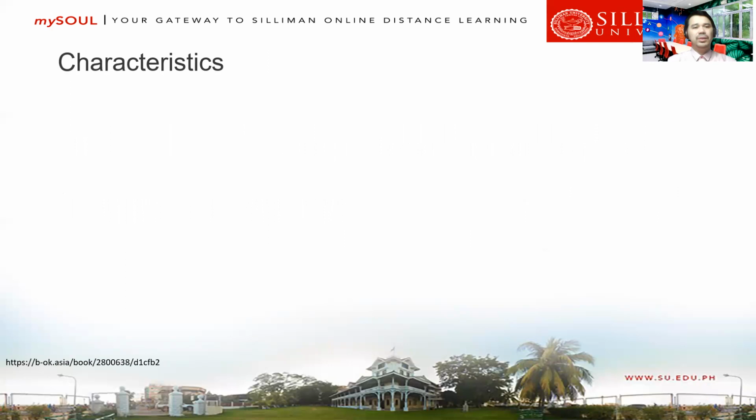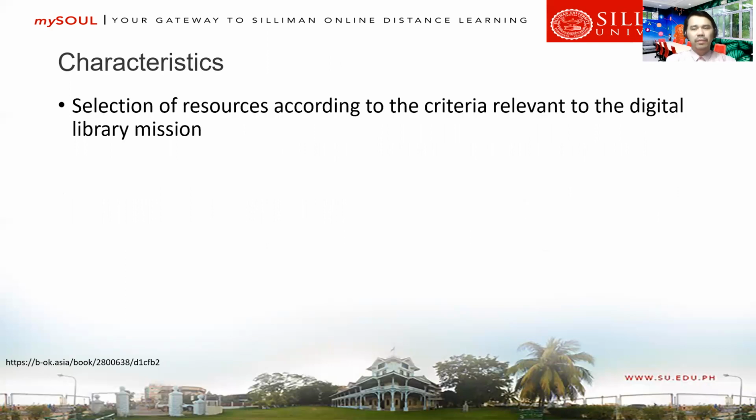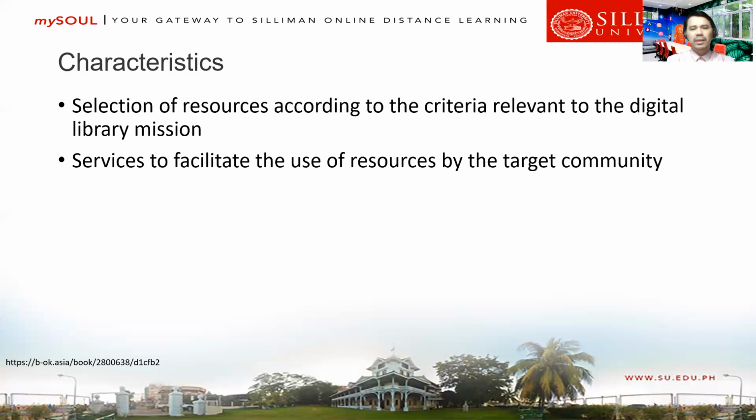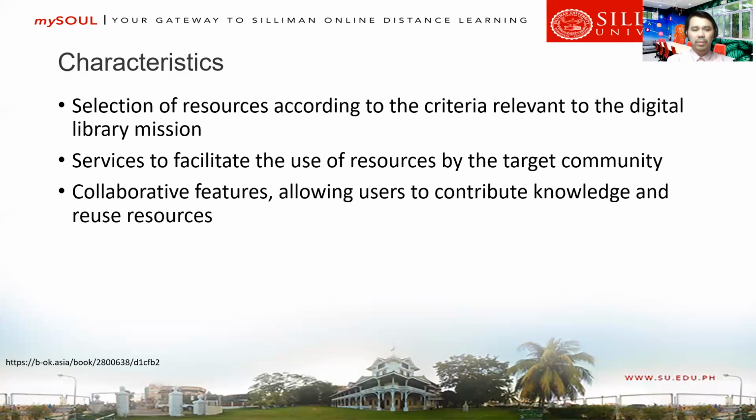Now, what are the characteristics of digital library? The first one is selection of resources according to the criteria relevant to the digital library mission. Because as I mentioned, not all content that you can curate or that you can create or search is in a particular digital library. Services to facilitate the use of resources by the target community. That's the one I mentioned, that you cannot actually cater to all forms or all types or all groups of users.